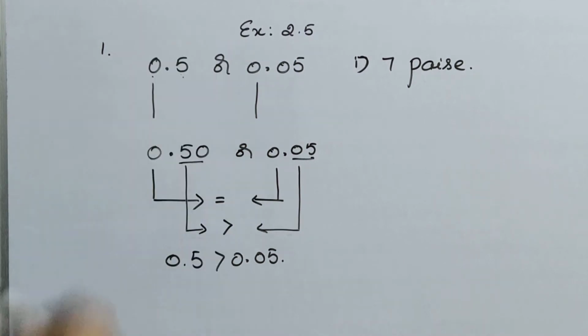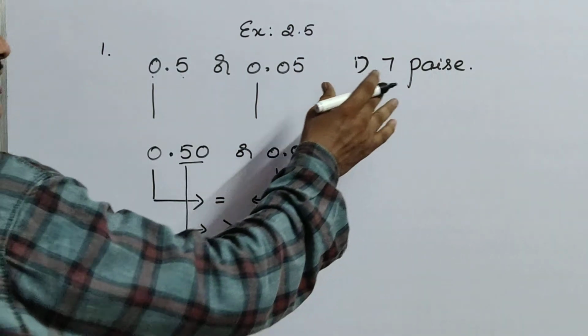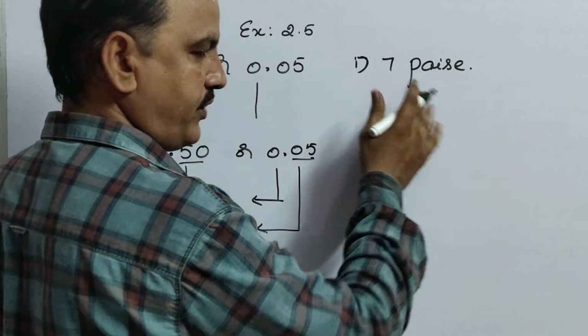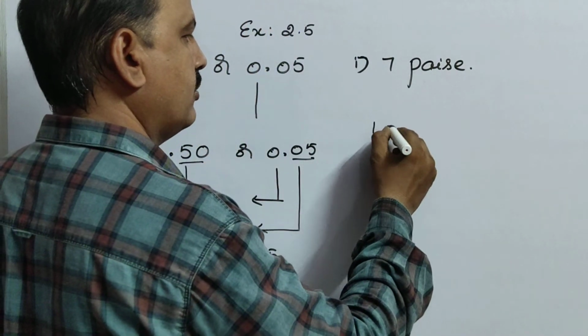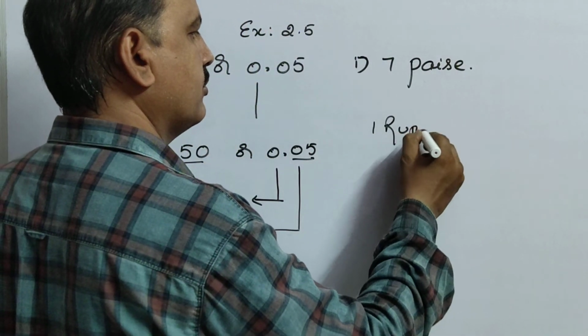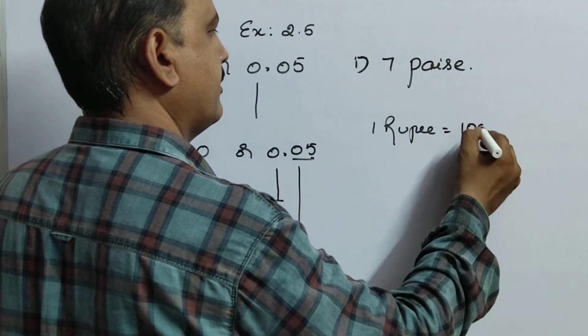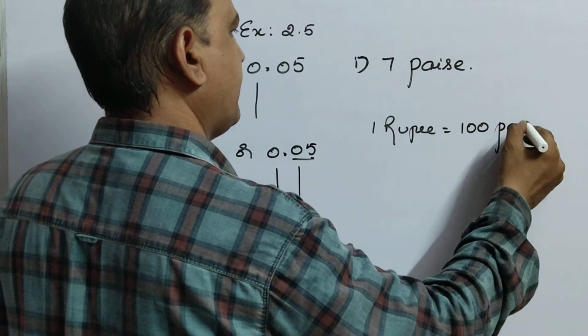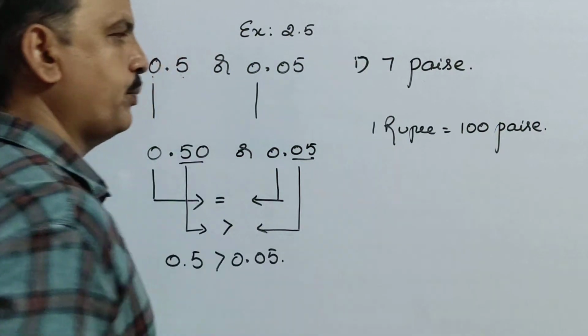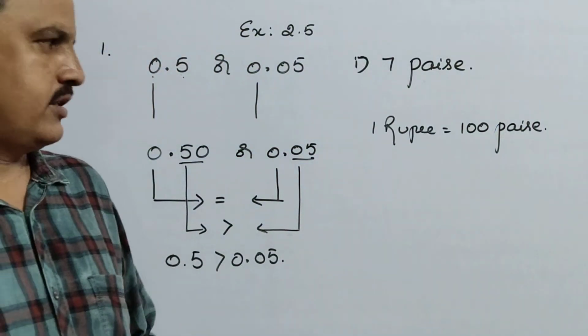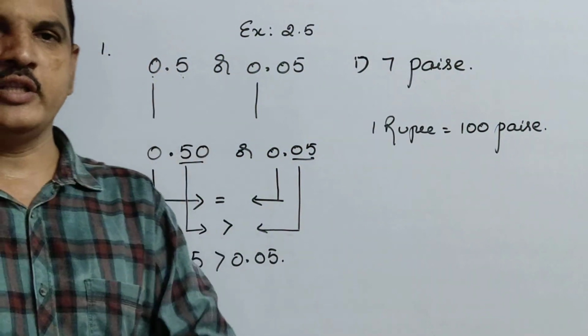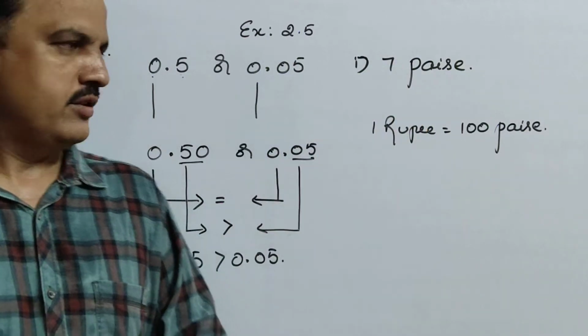Okay, 7 paisa is there, no? Actually convert this one into rupees first. Actually you all know 1 rupee equals 100 paisa. 1 rupee equals 100 paisa. Okay, remember one thing before doing this 7 paisa.